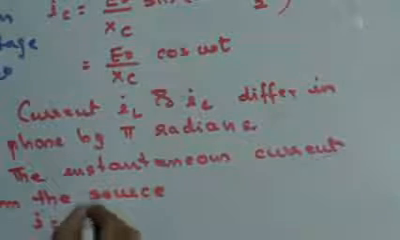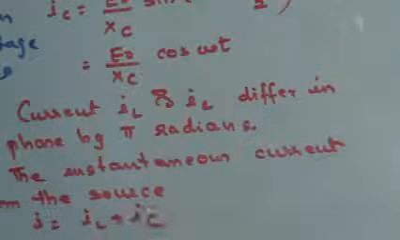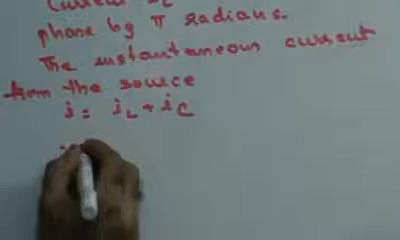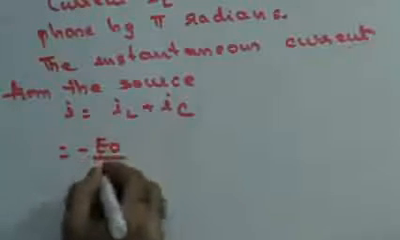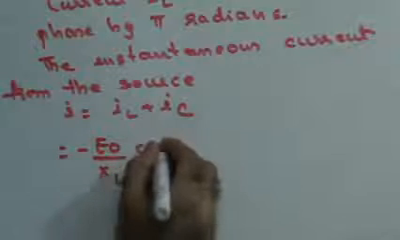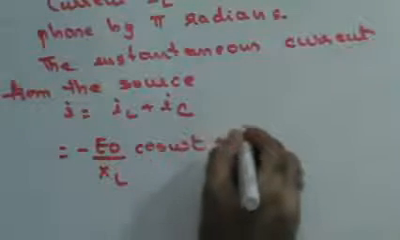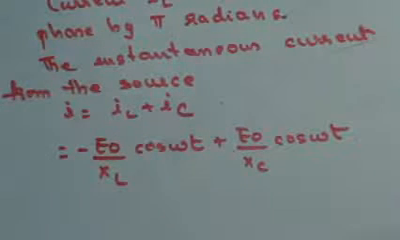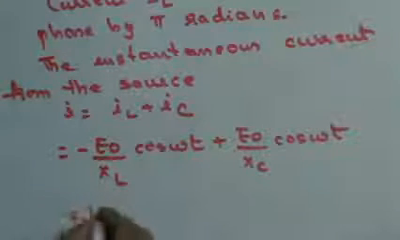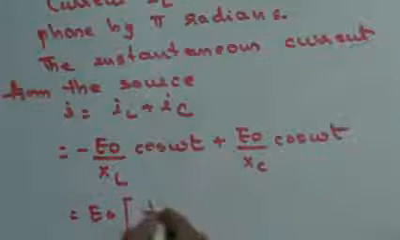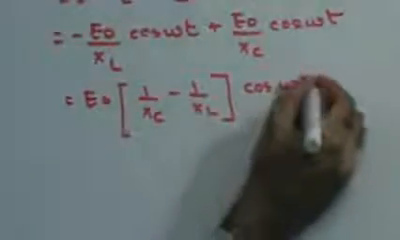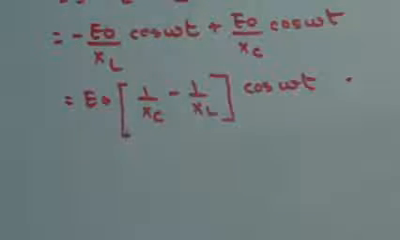Right? Therefore, I can say that the instantaneous current from the source, I, is going to be nothing but IL plus IC. From the diagram it is very clear that I is IL plus IC. So IL is nothing but minus E0 upon XL cos omega t plus E0 upon XC cos omega t, right? So this is nothing but E0 common, 1 upon XC minus 1 upon XL, cos omega t. Cos omega t is also common, right?